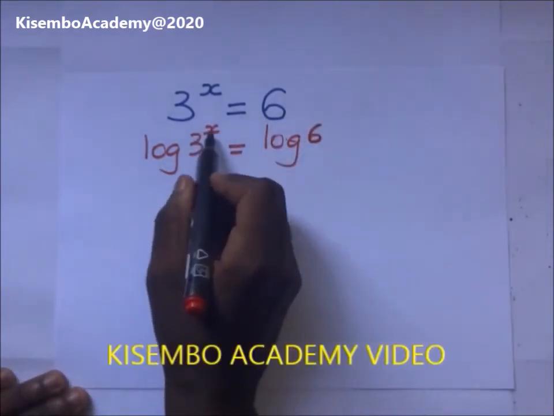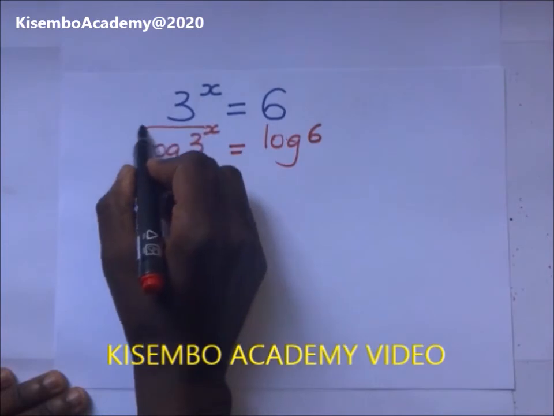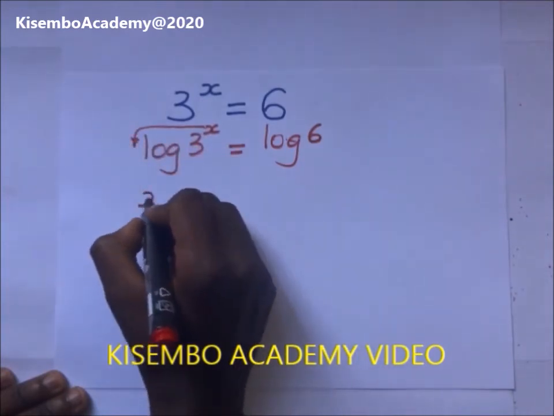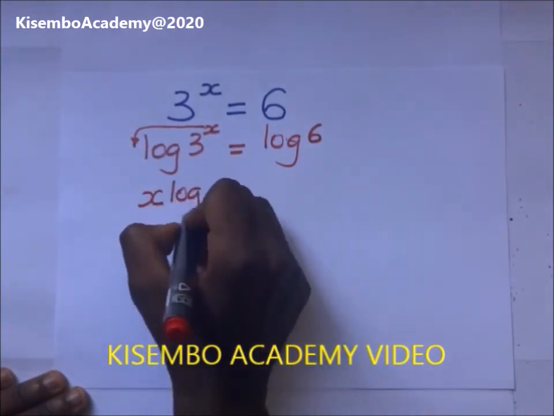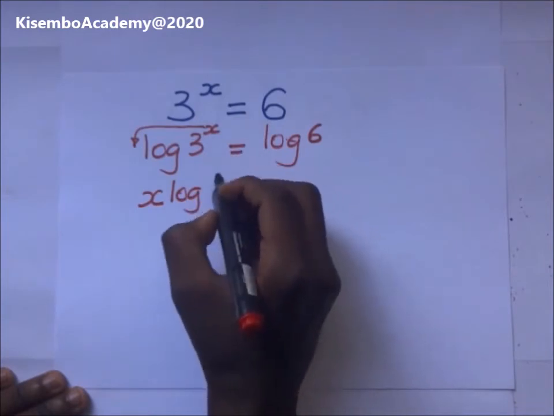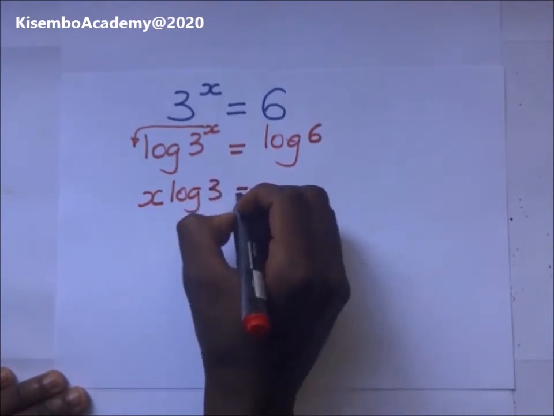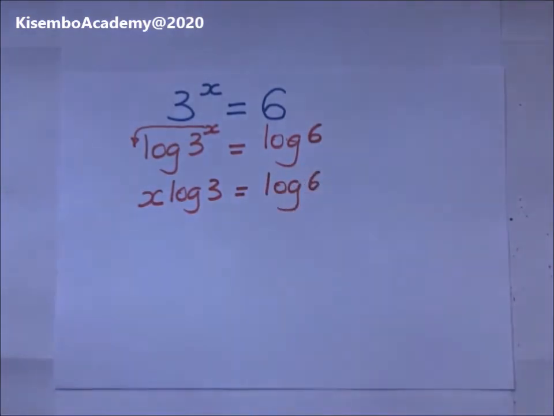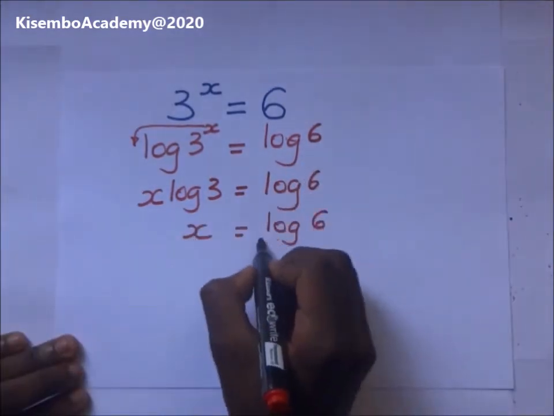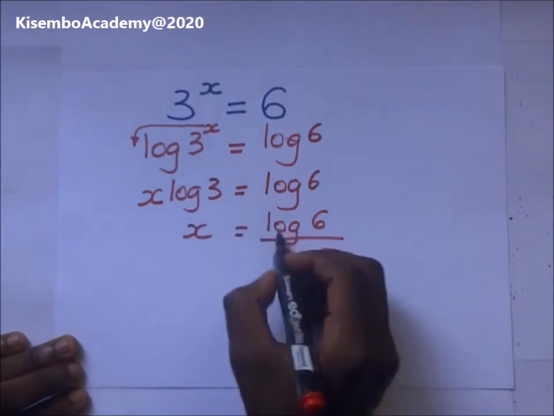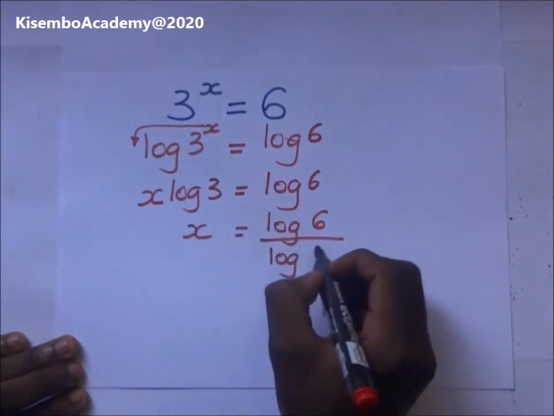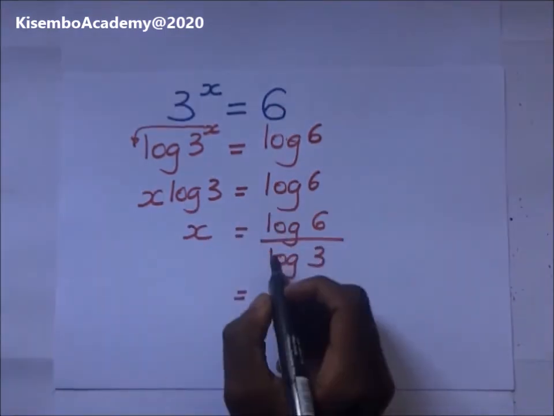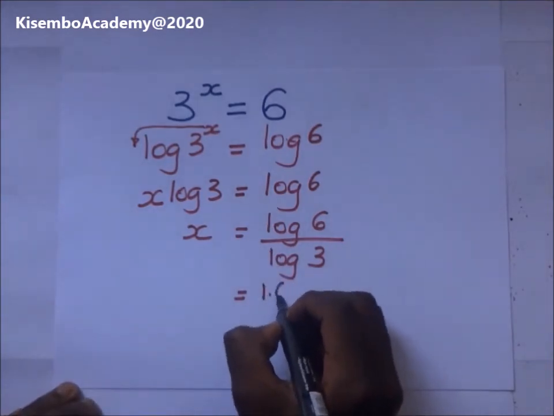Definitely, this x will come right there. It becomes x times the log of 3 is going to give us the logarithm of 6. So x will become log of 6 divided by logarithm of 3. So our answer here will be 1.63.